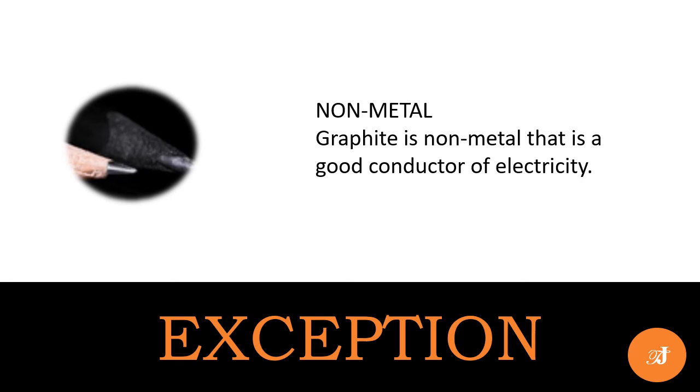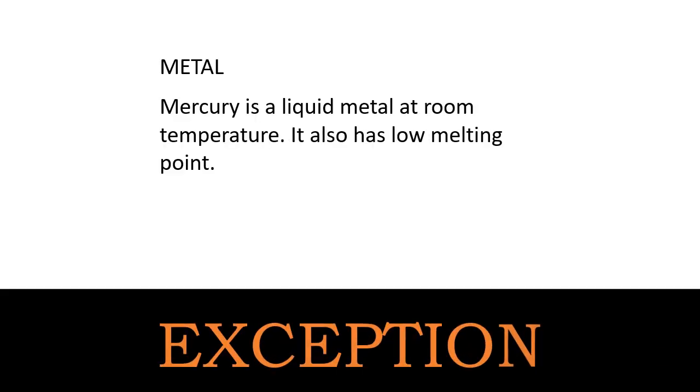There are exceptions to the rule. As metals are good conductors of electricity, this nonmetal is also a good conductor of electricity. This nonmetal is graphite. Another exception to the rule is mercury. Mercury is a metal, but it is not solid at room temperature. It is liquid at room temperature, and it also has a low melting point.